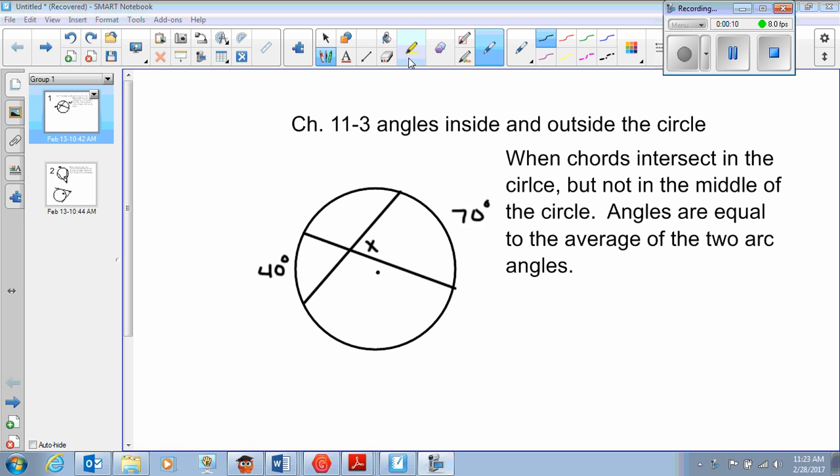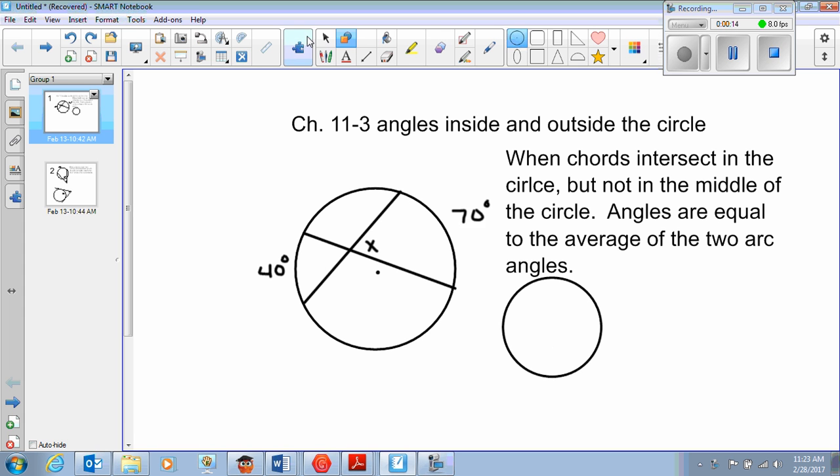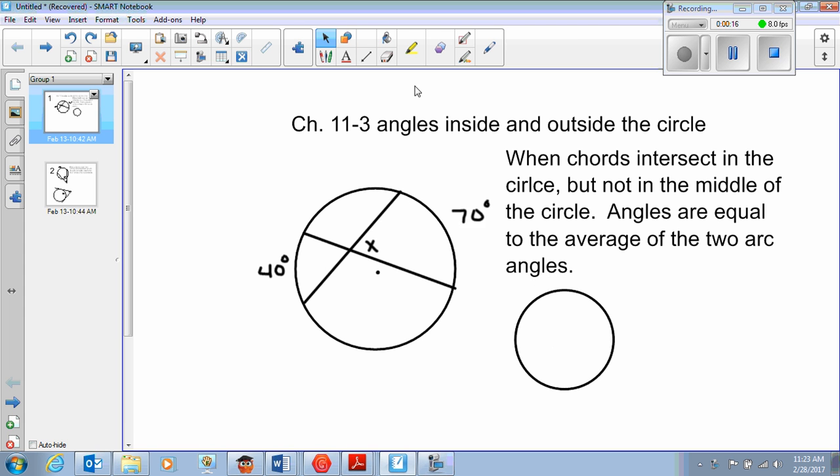Today we're going to talk about some different angles inside and outside of the circle. Previously, just as a quick review, we talked about when we have a circle and something is created in the middle of the circle, like a central angle. If this were maybe 40 degrees, then this central angle is also going to be 40 degrees. They're the same as each other.